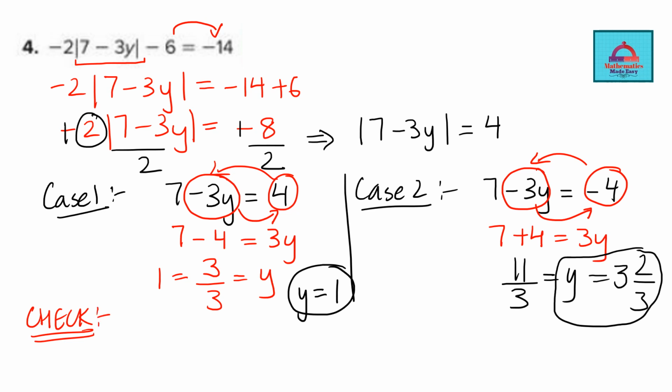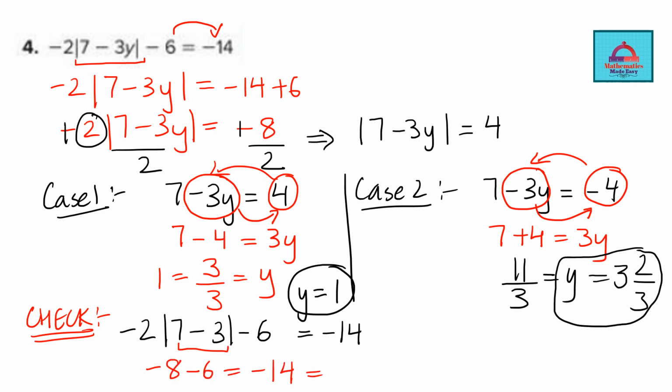So put y equal to 1 back in this equation. What you get is 7 minus 3 minus 6. Right side is already minus 14. If you get the left side also minus 14, khalas, we are done. So let's find it. 7 minus 3, this is going to be 4. 4 multiplied with minus 2, this is going to be minus 8 minus 6, which is going to be minus 14. So both sides are equal, so definitely y equal to 1 is a solution.